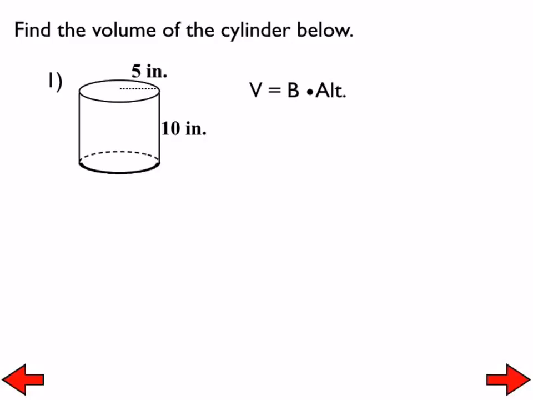let's get some things out of the way here. What's the altitude of that cylinder? It's 10. It's 10 inches tall. Now, what shape is the base? It's a circle. In order to find the area of the circle, what piece of information do you need? The radius. What's the radius? It's 5. So we have to find the area of the circle and multiply that by the altitude. So let's see if you can get that to the point where you have it in terms of pi.